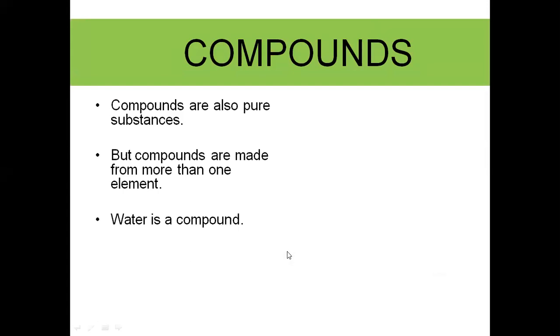Let's see the characteristics of the compound. Compounds are pure substances just like elements, but compounds are made up of more than one element. When two or more elements combine together, they form a compound. When we talk about NaCl, sodium and chlorine combine together in an ionic bond and form sodium chloride. Another example of a compound is water.